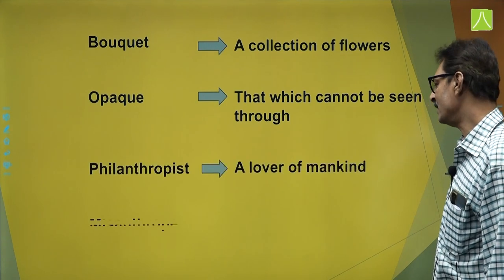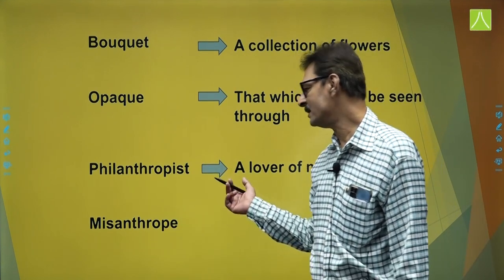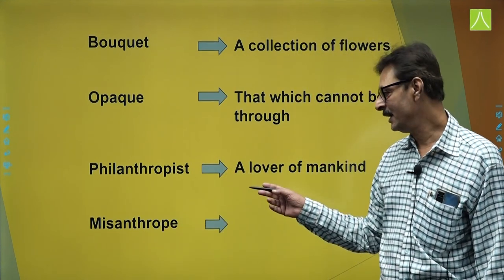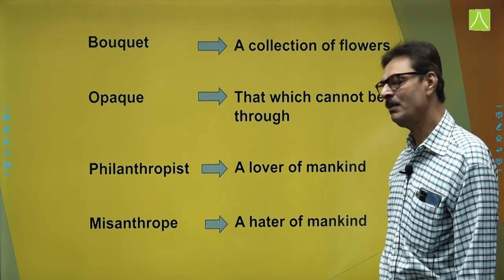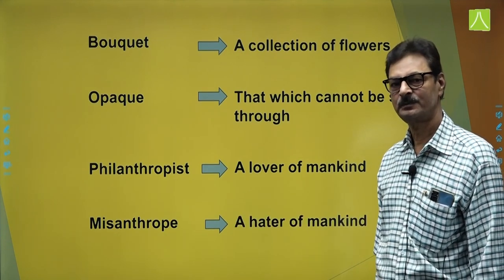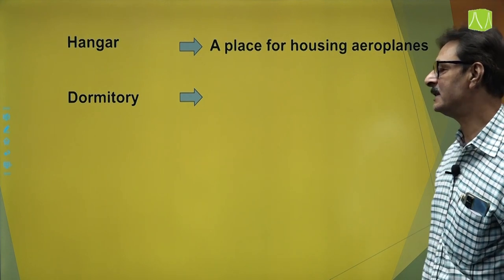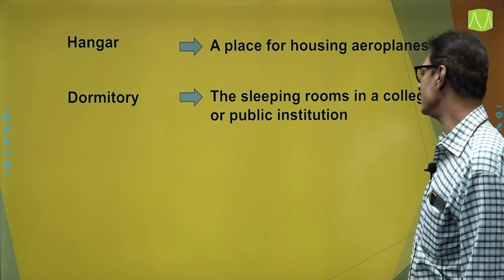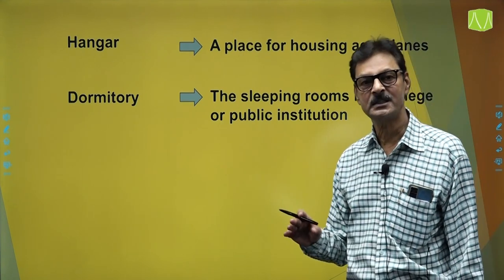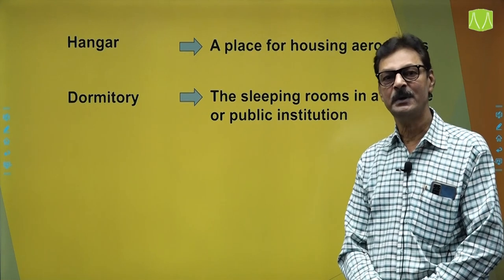Philanthropist, we just did it, lover of mankind. Misanthrope, we become the opposite. Misanthrope is the hater of mankind. Mis becomes a root word for bad. Hangar, we have done this word. Dormitory is a place, the sleeping rooms in a college, public institution, stations and so on. Dormitory, a place for rest or sleeping.